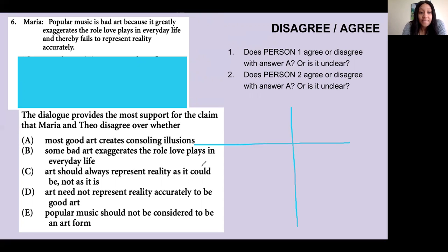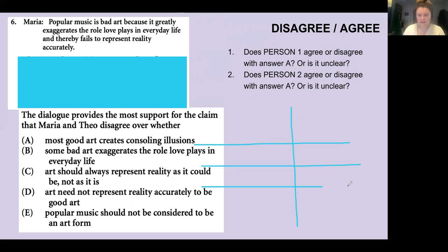Okay, so now let's go through our answer choices and just look at person one, and let's ask ourselves, would Maria agree or disagree? Everyone do this on their own. Go through these answer choices and just write yes, no, or I don't know for each answer.